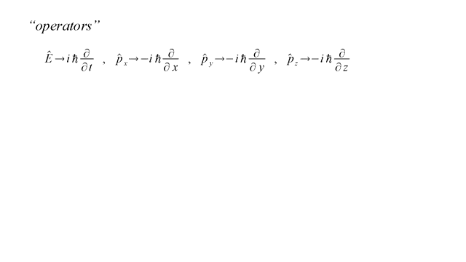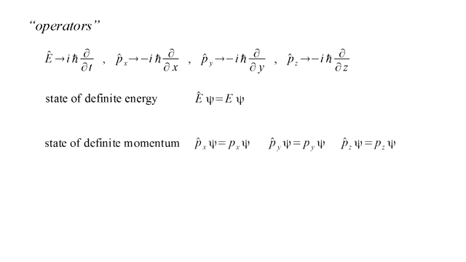If the system is in a state of definite energy, then the energy operator E hat applied to the wave function gives the energy value E times the wave function. Likewise, if the system is in a state of definite x momentum, then the x momentum operator P hat sub x applied to the wave function gives the x momentum value, P sub x, times the wave function. And in general, if the system is in a state of definite O, where O is any physically observable property, then the operator O hat applied to the wave function gives the value of O times the wave function.